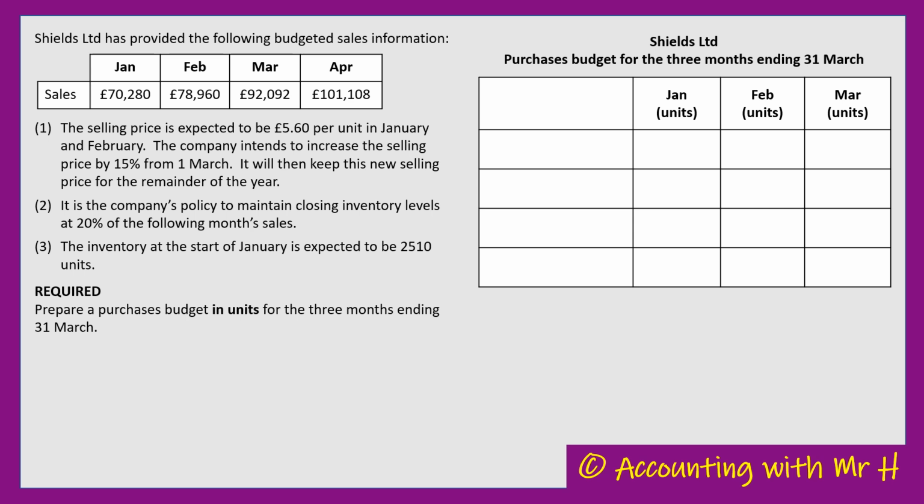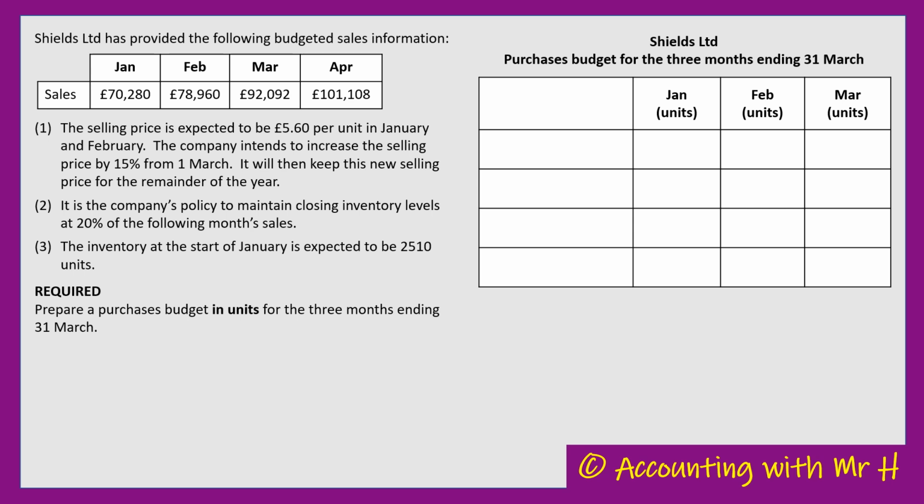Point two, it is the company's policy to maintain closing inventory levels at 20% of the following month's sales. And point three, the inventory at the start of January is expected to be 2,510 units. And what's required, prepare a purchases budget in units for the 3 months ending 31st March.